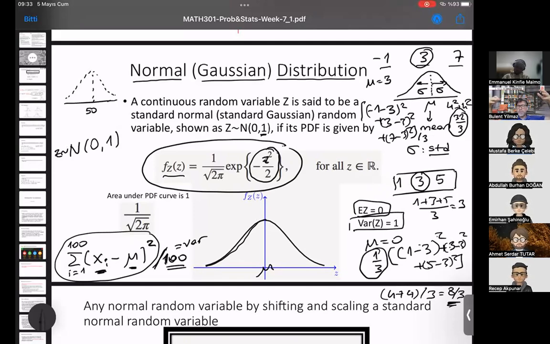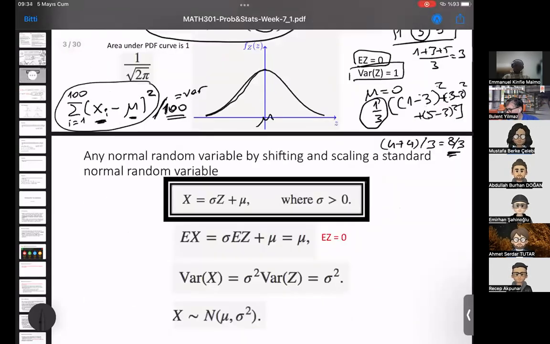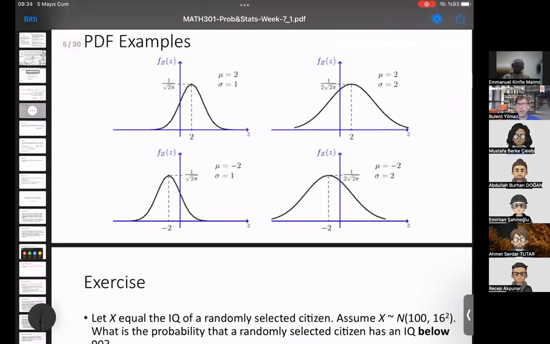Is this clear? For example, let me show you one example like that. Here, the variance is 1, or standard deviation is 1. Here the standard deviation is 2. You see, it is much more spread around 2.